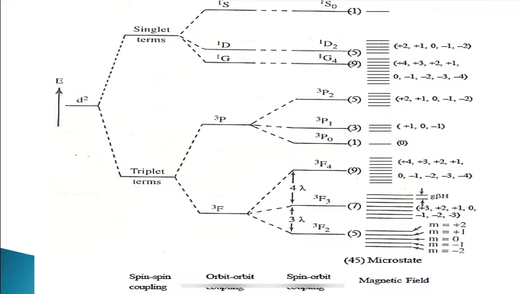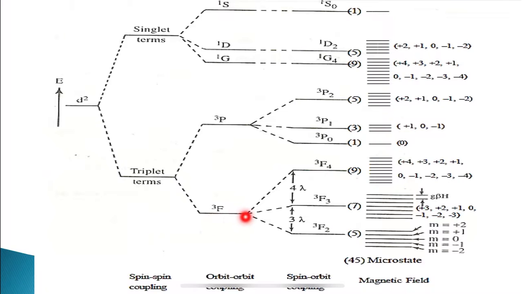So, what does it mean? If you see this figure, we can clearly understand what has been discussed now. This is the D2 ion, or D2 electrons. D2 means that in the outermost electronic configuration the 2 electrons which are present might be in triplet terms and can also arrange into singlet terms.